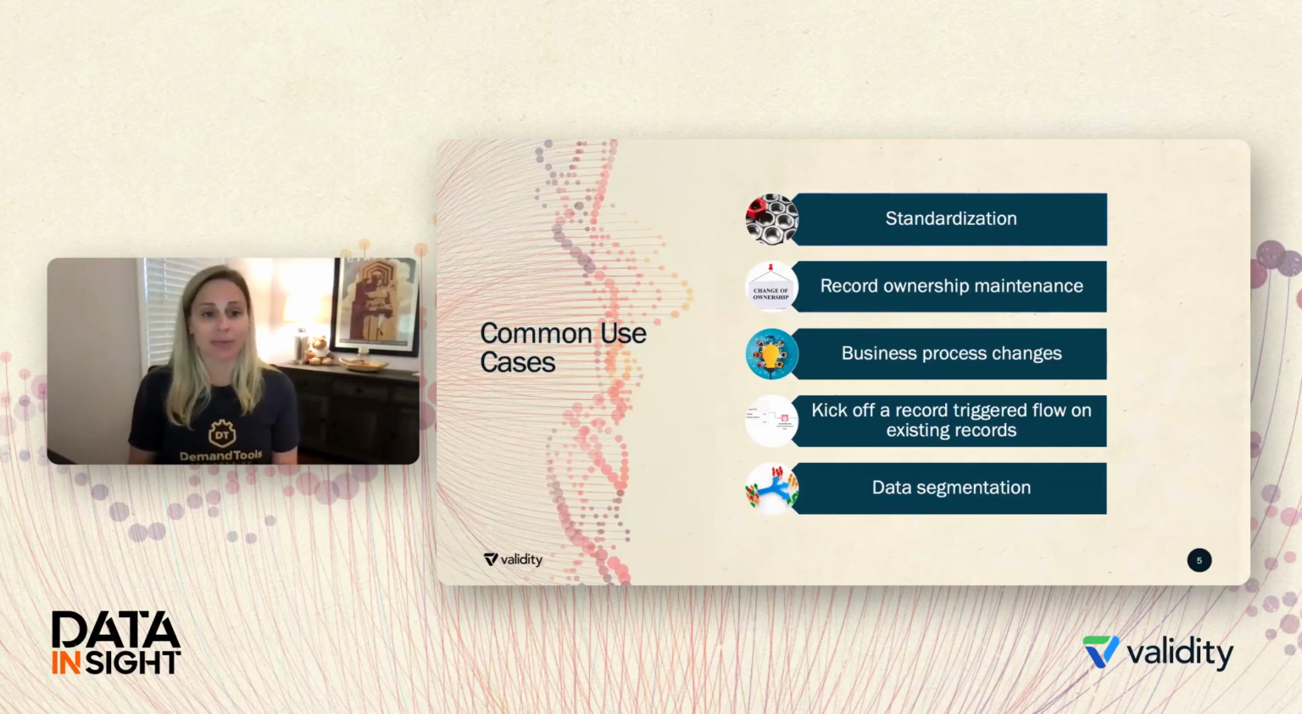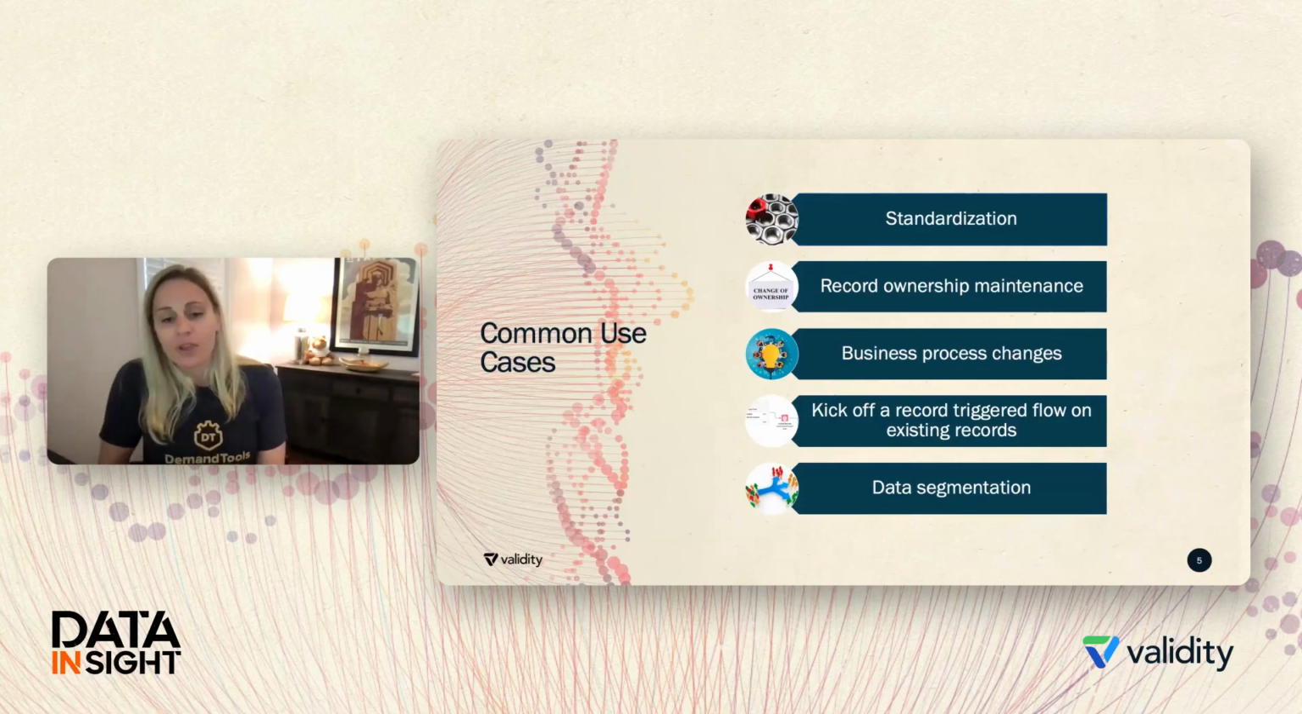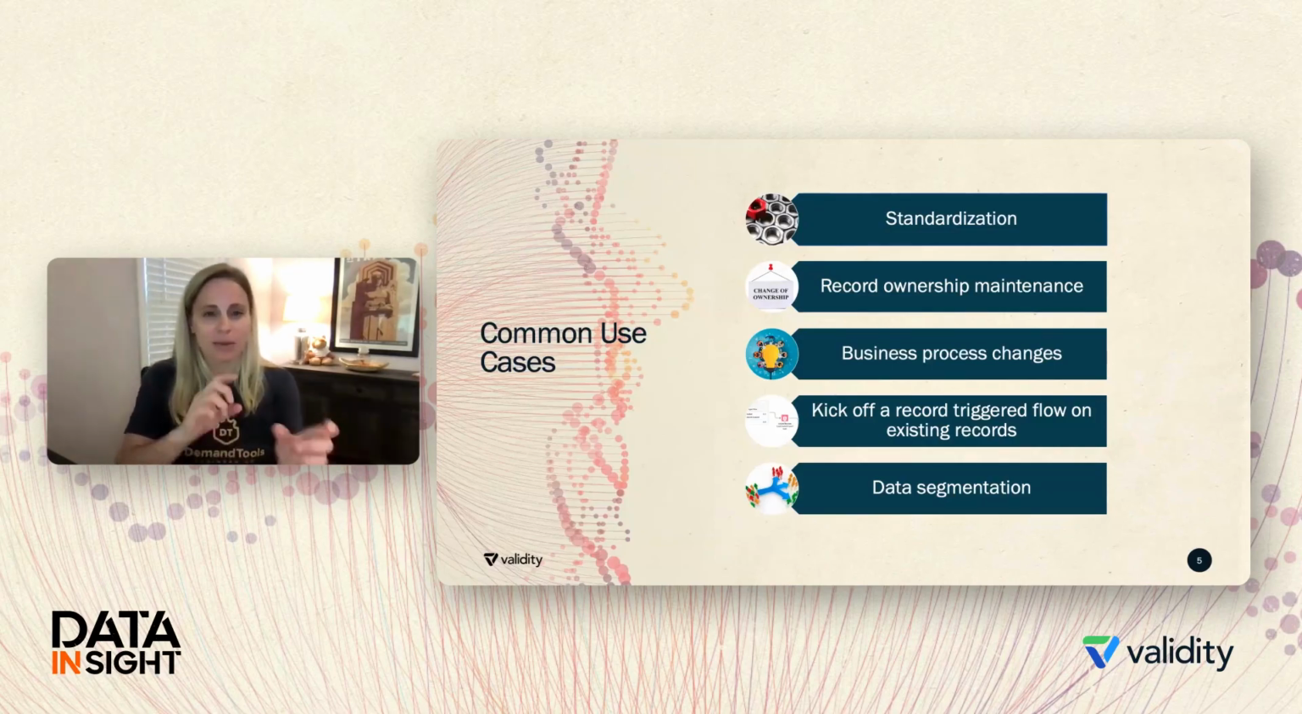And then, of course, data segmentation. So we use our mass modification tools to get some information out of the system and maybe look at that title field and parse it out differently.